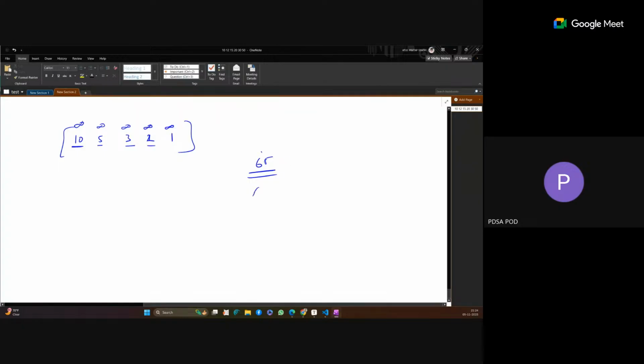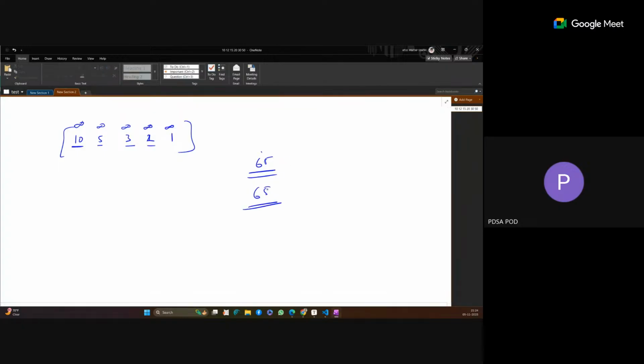So 65 is the total amount, and we want to make this amount with the minimum number of coins. So how will you get it? Start with the highest denomination. 6 times 10, so you are taking 6 times 10, and this becomes 60. Now the remaining is 5, so you are taking 1 coin of 5. That becomes 5, so the total is 65. Total coins are 7. So this looks correct.